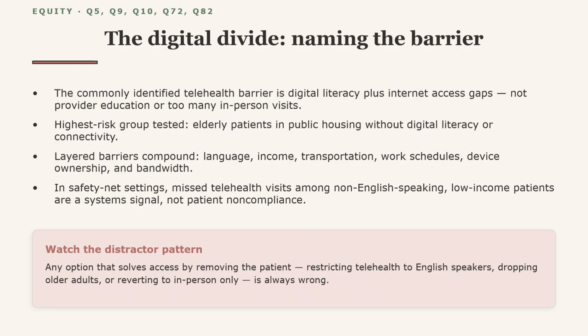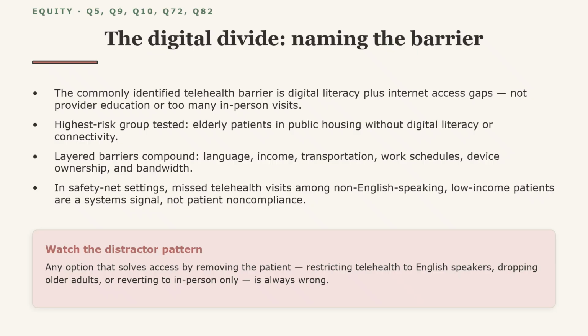So compare the distractors. Urban college students with smartwatches, working professionals with employer coverage, pediatric asthma patients supported by a school nurse. They all have either the devices, the connectivity, or the human support. Barriers are layered and compounding, and the exam wants you to see that stack. Language, income, transportation, inflexible work schedules, device ownership, and bandwidth. A patient can clear 4 of these and still be excluded by the 5th.